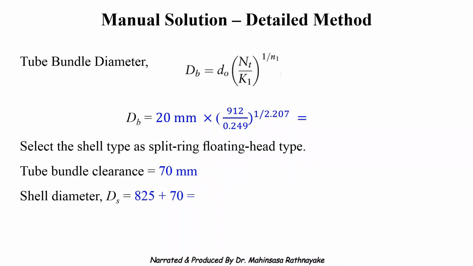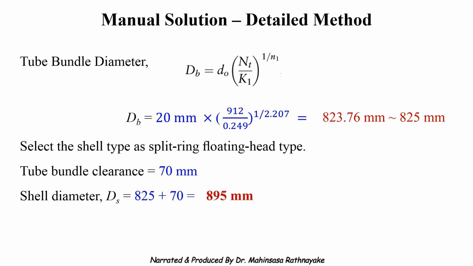As we estimated the total number of tubes required, using the equation, we can find out the tube bundle diameter is approximately equal to 825 millimeters. We can select the shell type as split ring floating head type. This shell type should be selected based on our application. For the selected shell type, the tube bundle clearance can be found out using the chart. The tube bundle clearance can be taken as 70 millimeters. So the final shell diameter becomes 895 millimeters.